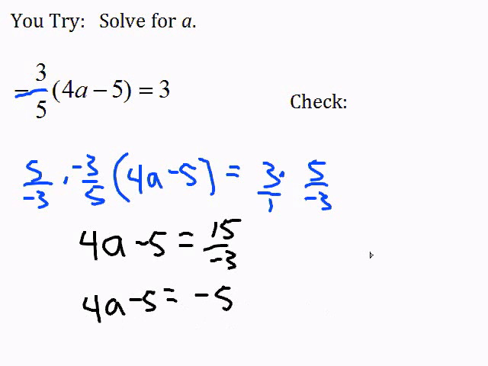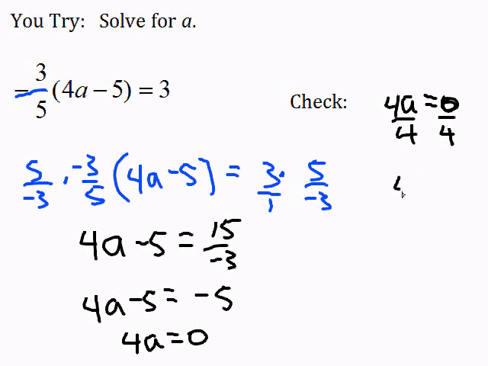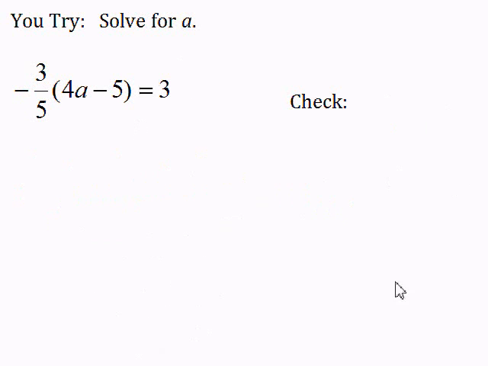Add 5 to both sides, you get 4a equal to 0. Divide both sides by 4, and you get 0 over 4 is 0, so a is equal to 0. And that one's pretty easy to check out, because 4 times 0 is 0 minus 5, so you get negative 3/5 times negative 5, which does equal positive 3.